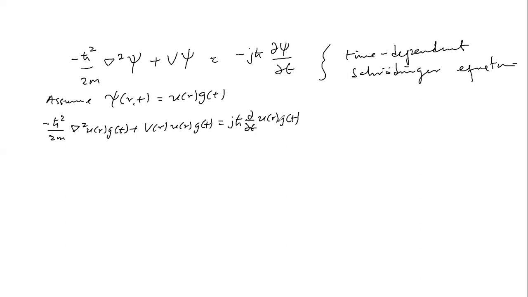Okay. And now if we rearrange, then we are going to have negative h cross squared over 2m nabla squared u(r) plus v(r) u(r) into bracket g(t) is the same as j h cross d/dt of g(t), because g(t) is a function of time, the t, then u(r), which is not a function of time.